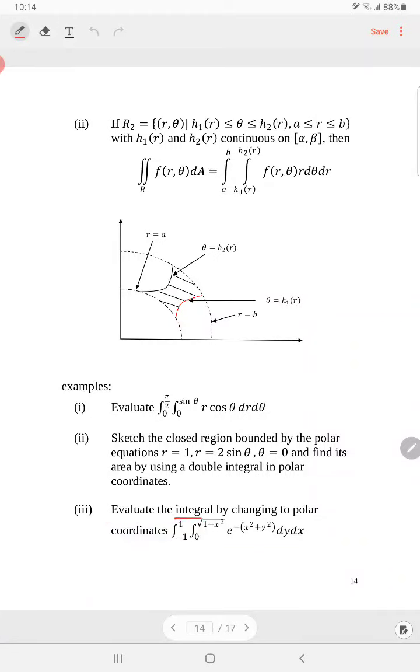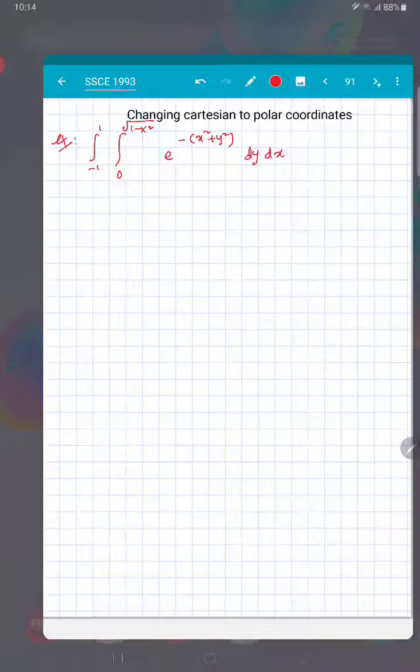Here we are asked to evaluate the integral by changing to polar coordinates. So here you can see that we have a double integral in Cartesian. Now we're going to evaluate this by first changing it to polar coordinates. The reason is it will be easier to evaluate.